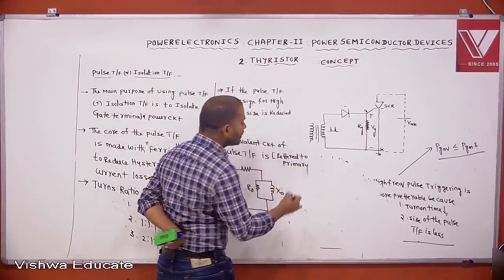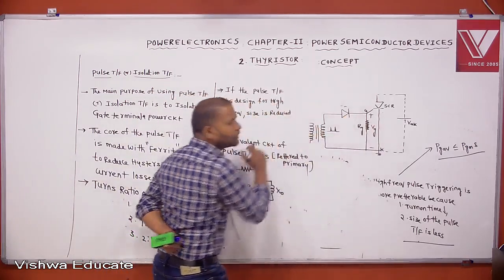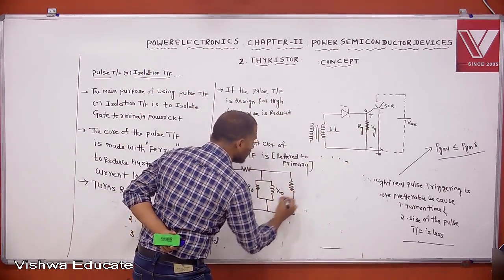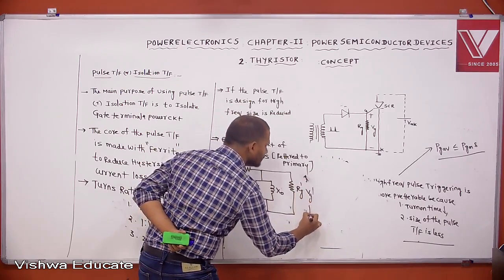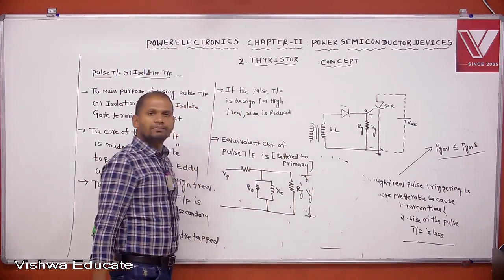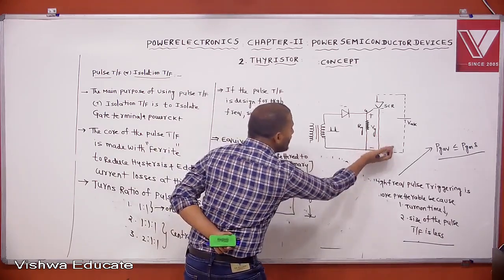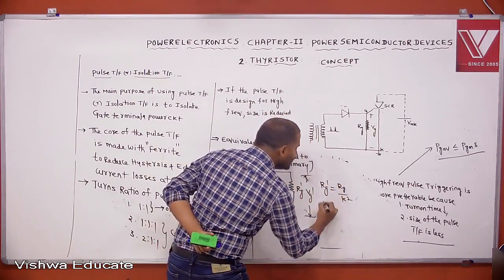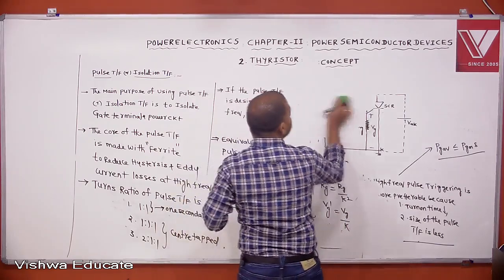Equivalent circuit of pulse transformer referred to primary. Referred to primary means this is transferred to the primary. If it is transferred to the primary, this becomes RG dash. Then the voltage across the RG becomes VG dash. Okay. Then what is RG dash equal to? We are transferring secondary to primary now. Then RG by K square. What is VG dash equal to? VG by K. Now tell me.